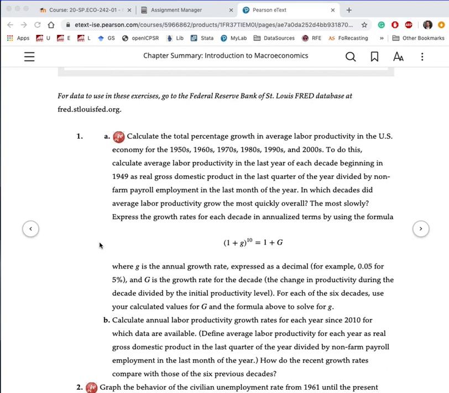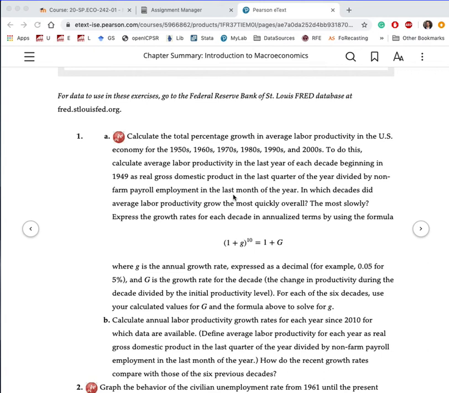Recall that average labor productivity is simply output over employment, and in this question we are given a more specific definition of output. We need to take output as real gross domestic product and employment as non-farm payroll employment in the last month of the year.